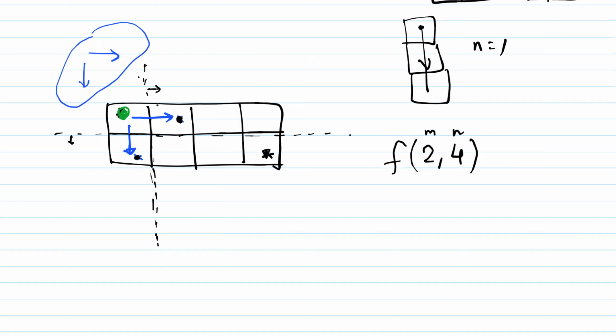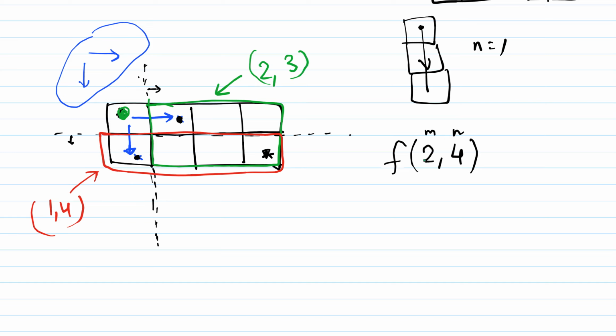So once you come here, you are concerned only about this part of the grid. Let me draw it in green. And when you come down, you are bothered about this part of the grid in red. What is this red thing? This is 1 row and 4 columns. And this green has 2 rows and 3 columns. So if you find all the unique paths from this point to this, and this point to this, and add them, then we are done.